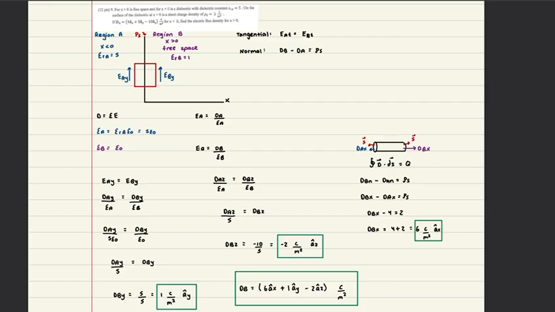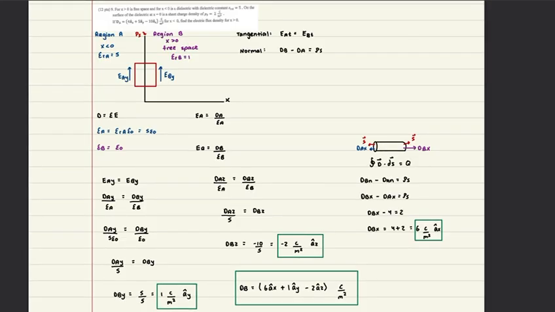Now we have all three components on the free space side, x greater than 0. We know that D sub B is equal to 6a sub x plus 1a sub y minus 2a sub z coulombs per meter squared. That is the electric flux density in region B.